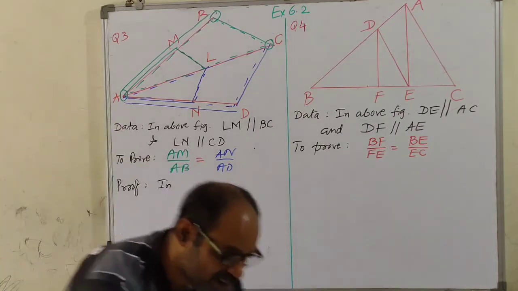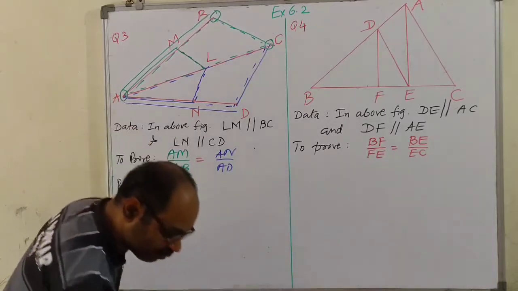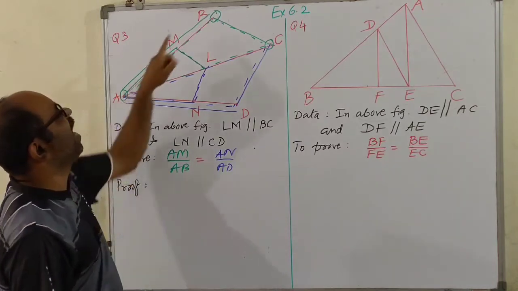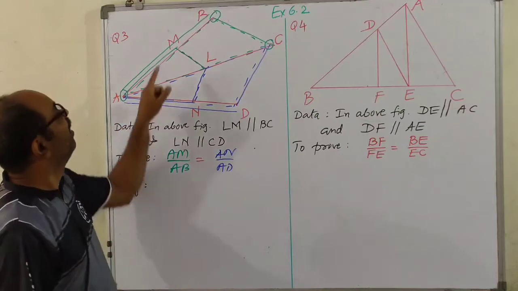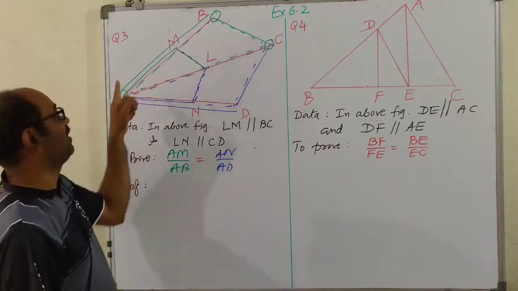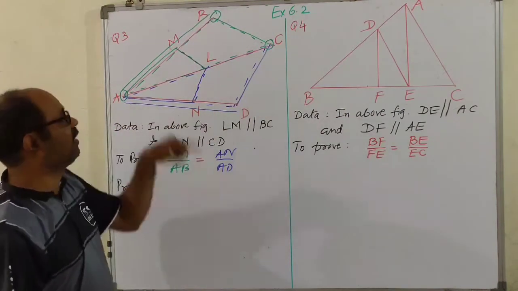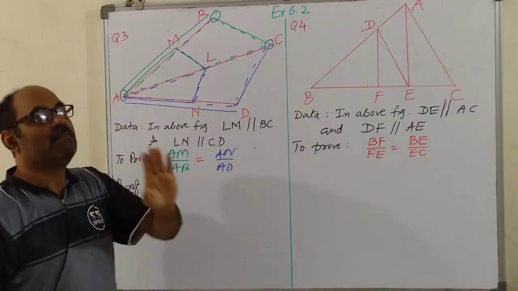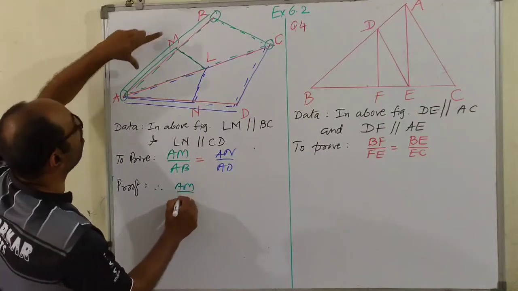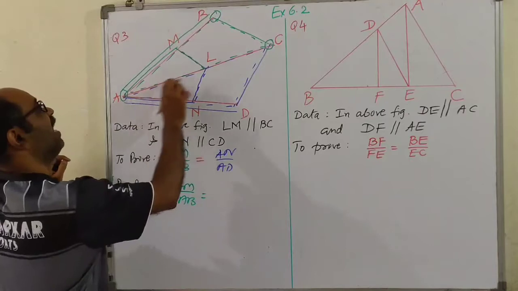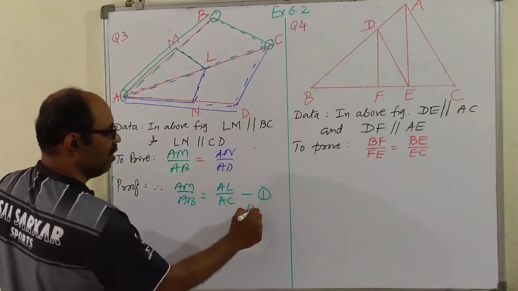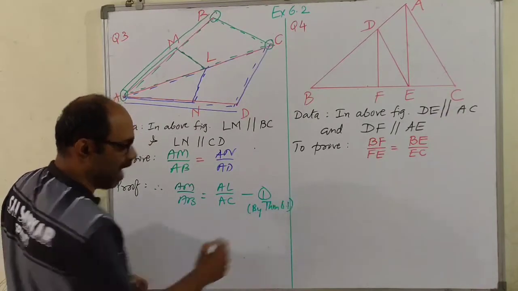Okay, let me write for green. I'm not writing in detail, children, I'm just picking out. You all write the proof nicely today. In triangle ABC, LM is parallel to BC and intersects AB and AC respectively in points M and L, by data. Therefore, AM upon AB is equal to AL upon AC. Result 1, by theorem 6.1.